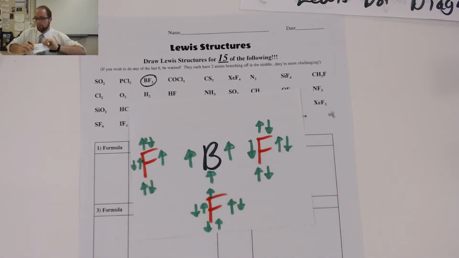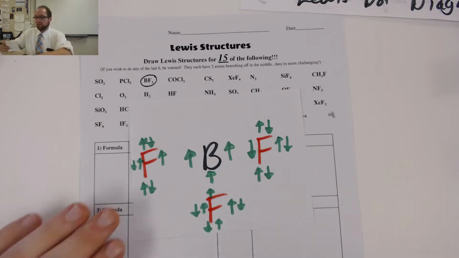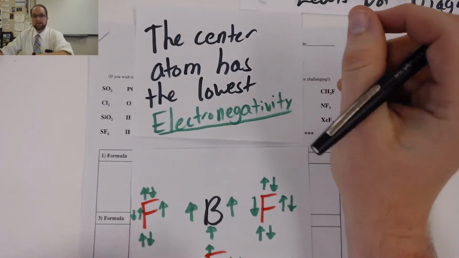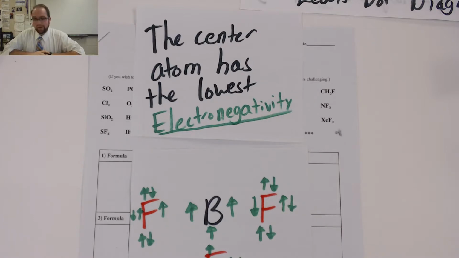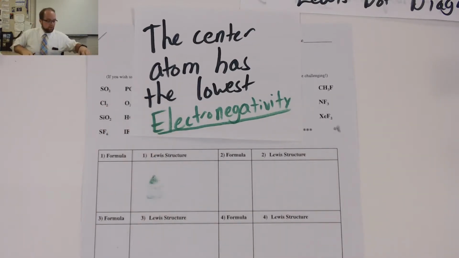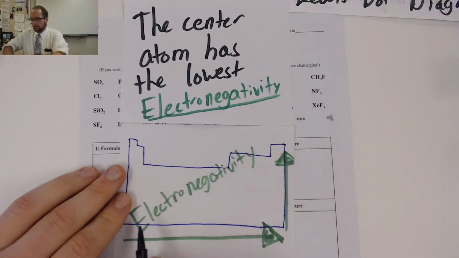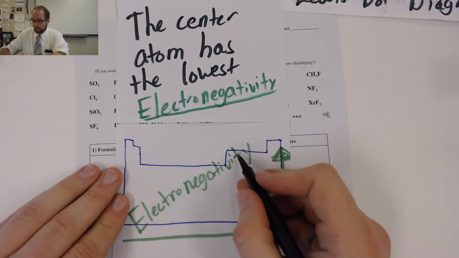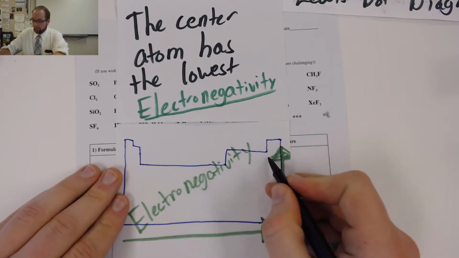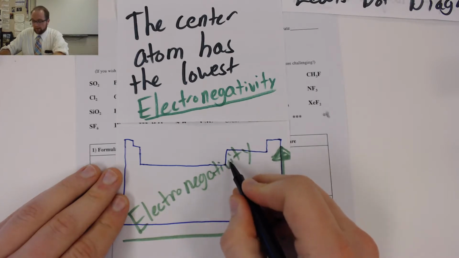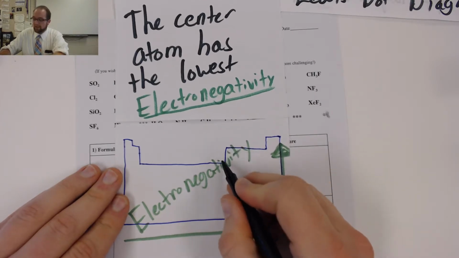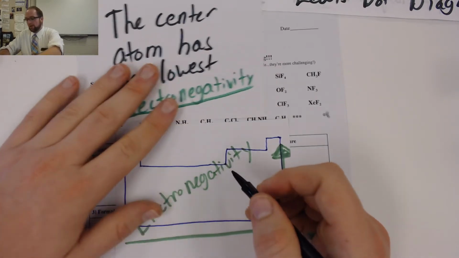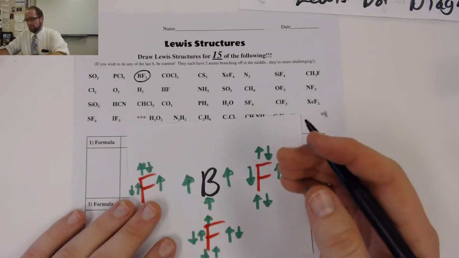Well, there's a very simple rule when it comes to deciding your center atom, and that is the atom at the center must have the lowest electronegativity. So it is the atom that is okay enough to share out its electrons. As a reminder, electronegativity increases as you go to the right and up on the periodic table. Since boron is about here on the periodic table and fluorine is over here, I know that boron will have the lower electronegativity of the two, so it is going to exist in the center.